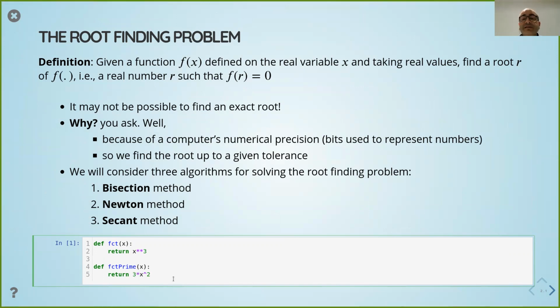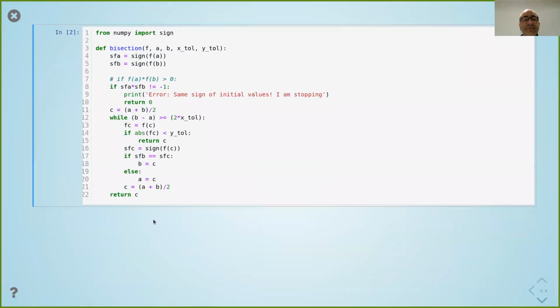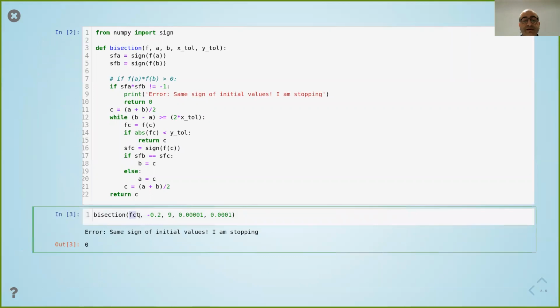Here, we didn't use the derivative, but in the other methods we will discuss later, Newton methods, we will actually be using f prime of x. So for the moment, let's take x cubed, and we're going to run the bisection method on x cubed. So here, bisection, we're starting from -0.2 and 9. If we give it 0.2 and 9, the same issue, because x cubed at 0.2 and x cubed at 9, both of them are positive. So if I start from minus 2, to 9.